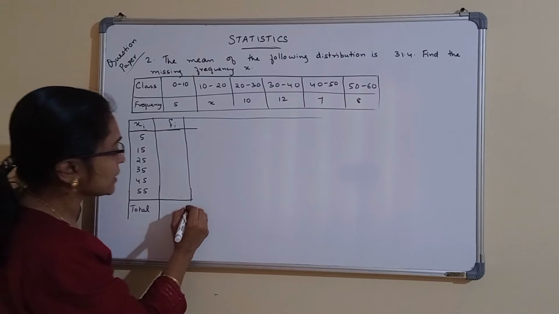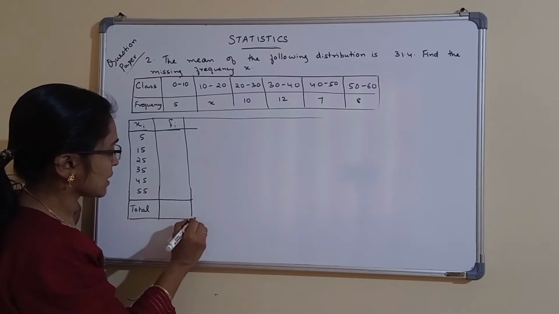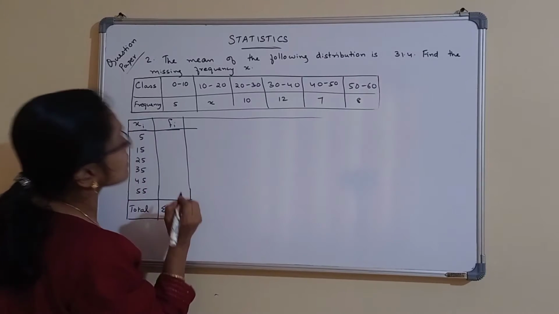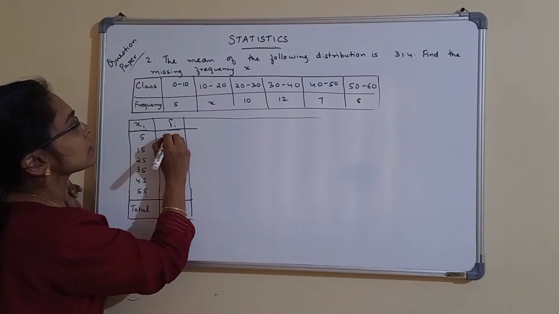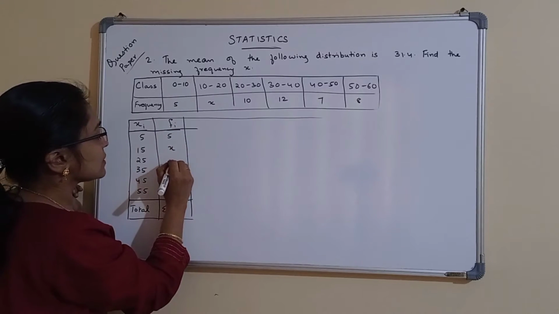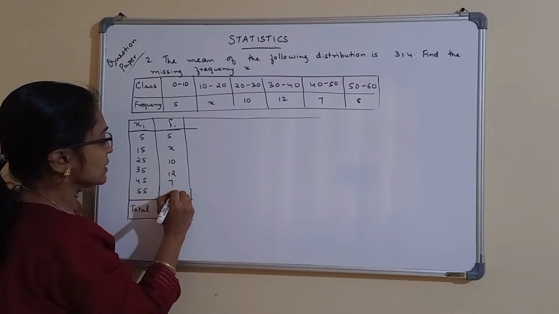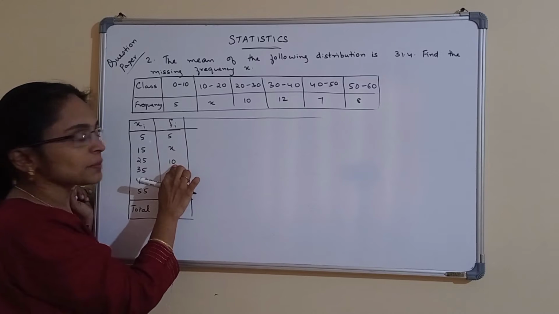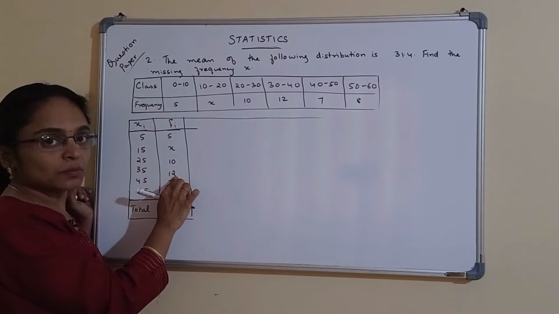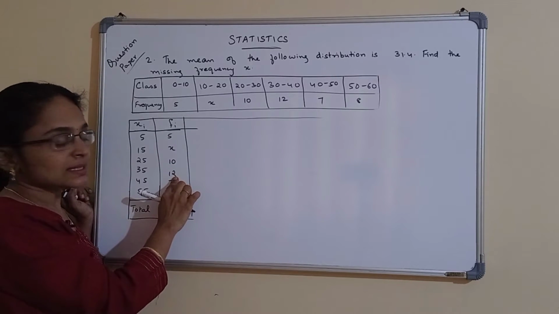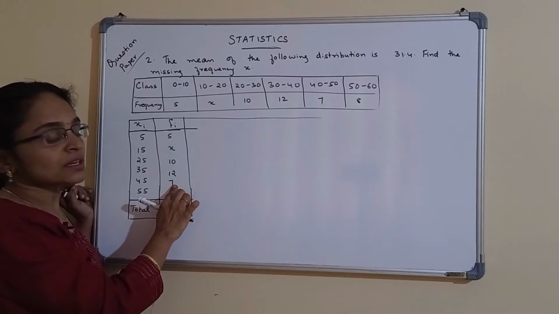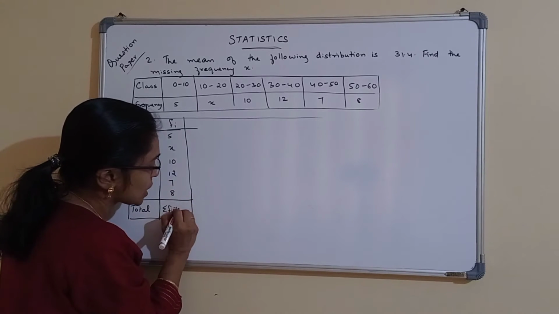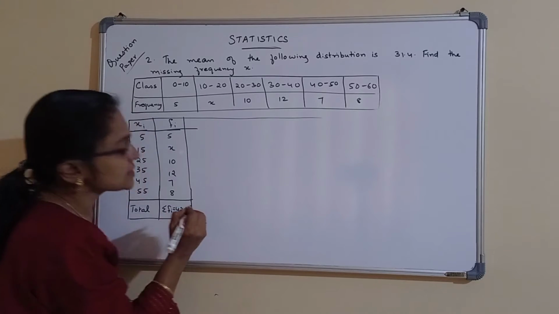And sigma Fi we have to calculate. So we can write it here. It is 5, x, 10, 12, 7 and 8. So sigma Fi is equal to 5 plus 10, 15. 15 plus 12 is 27. 27 plus 7 is 34. 34 plus 8 is 42. So it is 42 plus x.